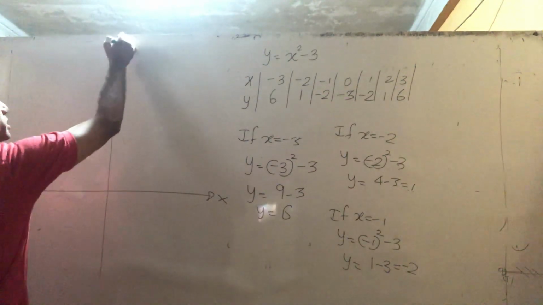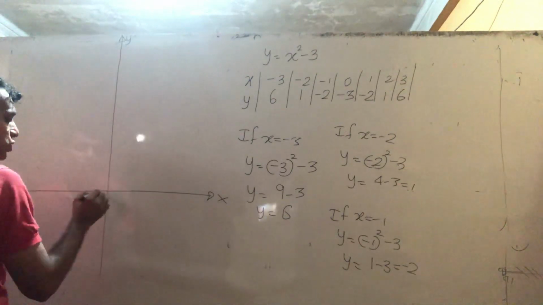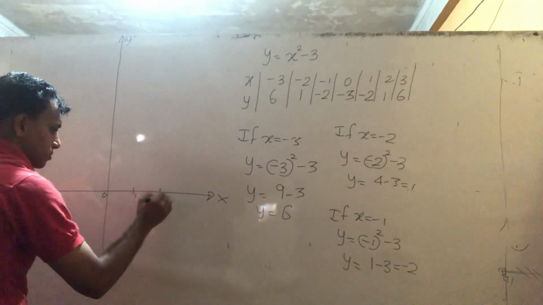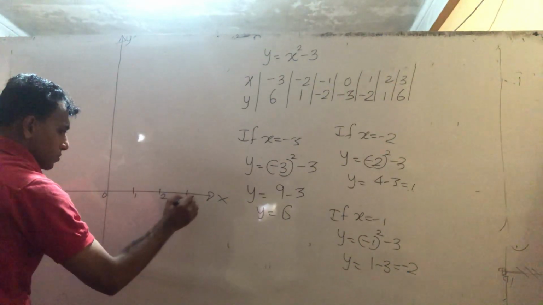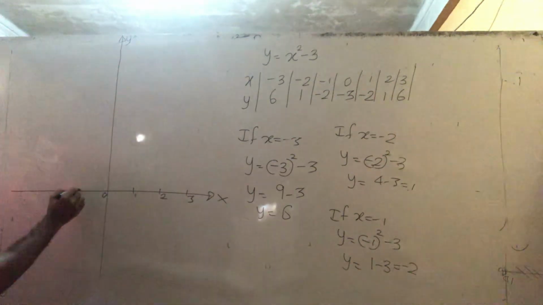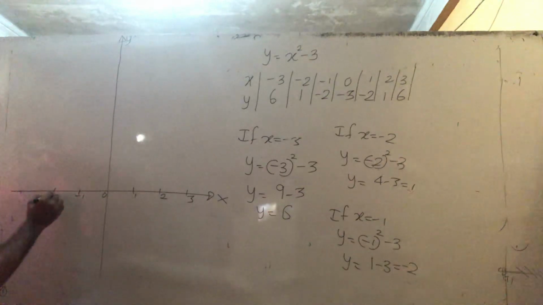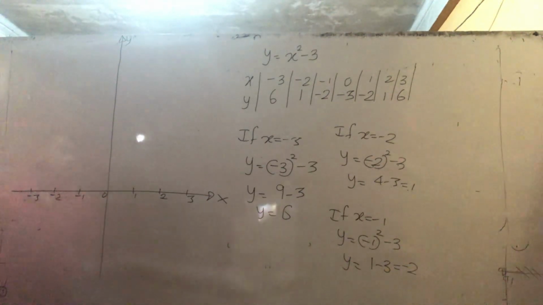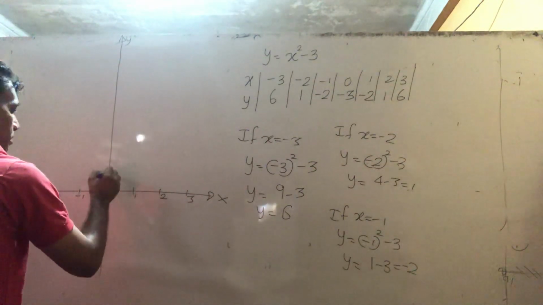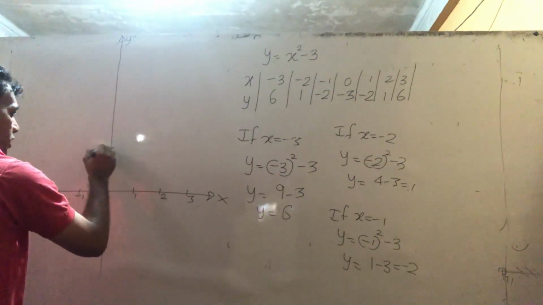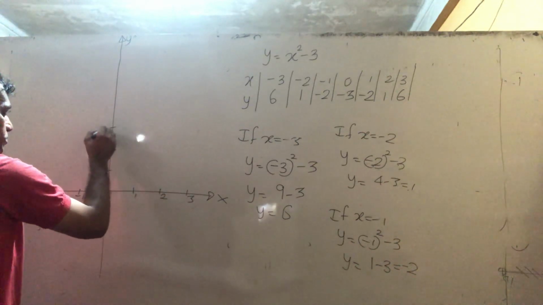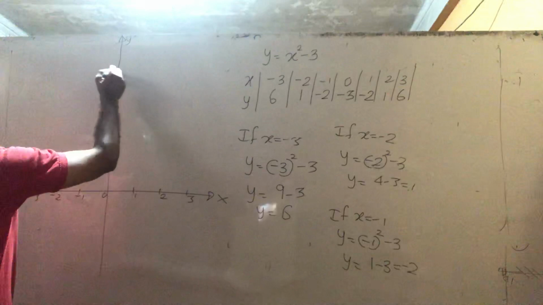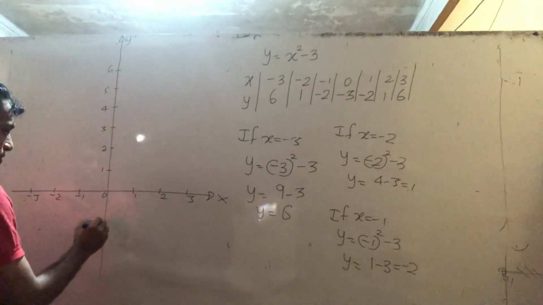X-axis, Y-axis, origin, here up to 3. This side minus 3. Stop the video and complete your graph sheet. Up to 6 above, positive side y up to 6. Downwards minus 3.